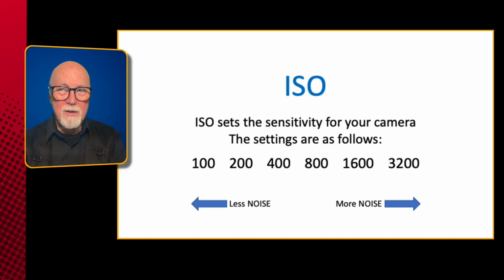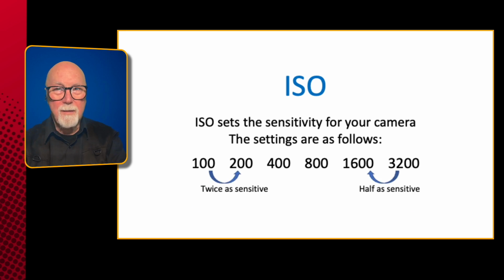Now, there are some photographers that use this to their advantage because they want a grainy looking picture for perhaps artistic reasons. But be aware that the higher you go, the more noise you have. Modern cameras are overcoming the noise problem, and you'll find that your higher ISOs don't have as much noise as older generation digital cameras. If you go from 100 to 200 ISO, you're doubling the sensitivity. If you go from 3200 to 1600 in the opposite direction, you halve the sensitivity. So it's a doubling and halving, and that's the beauty of it.